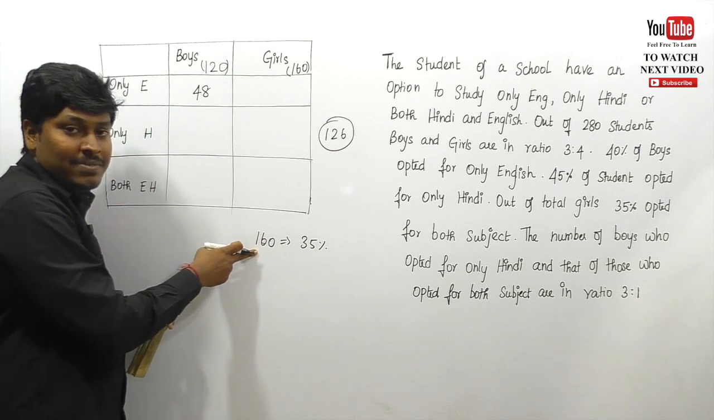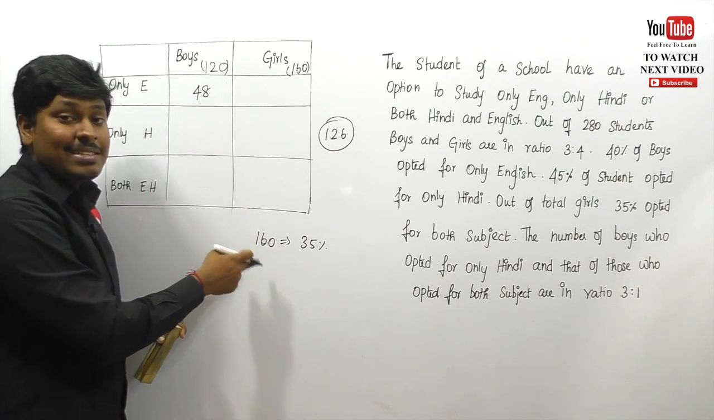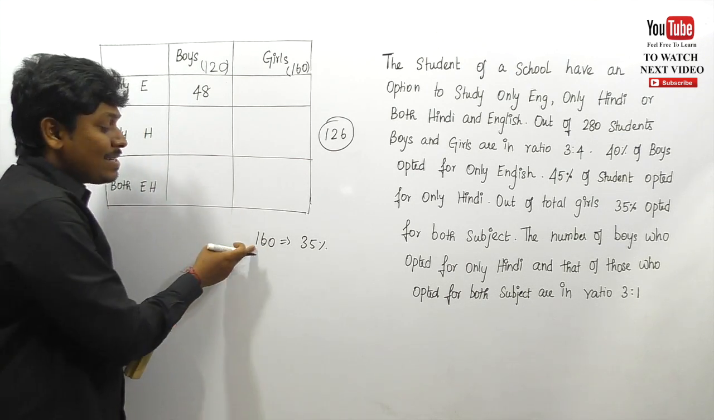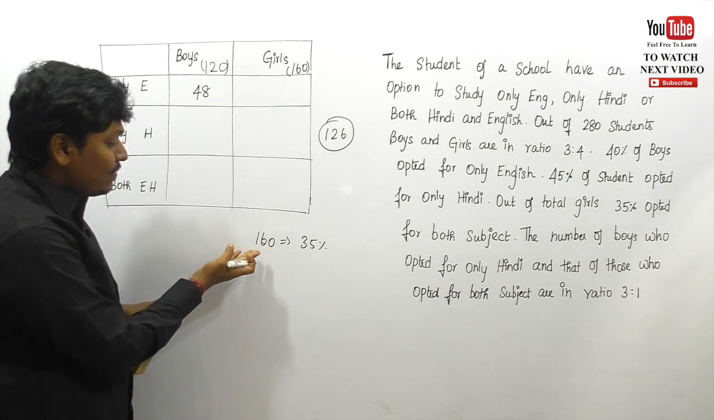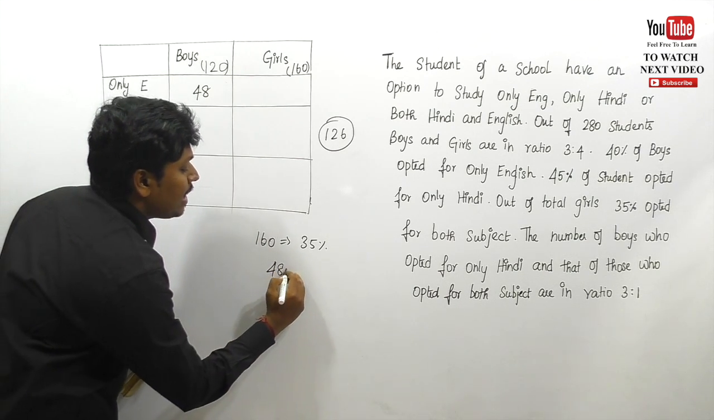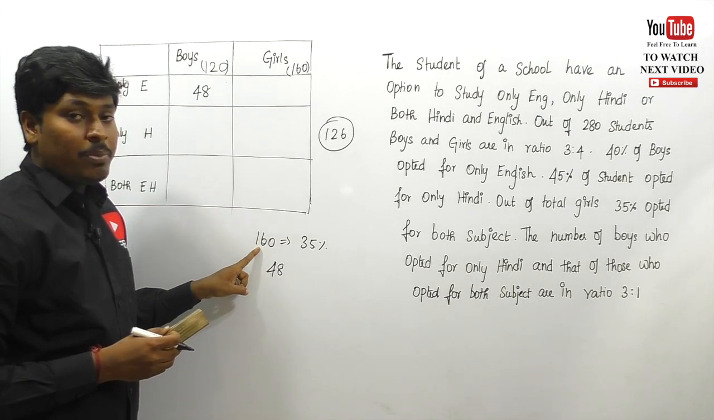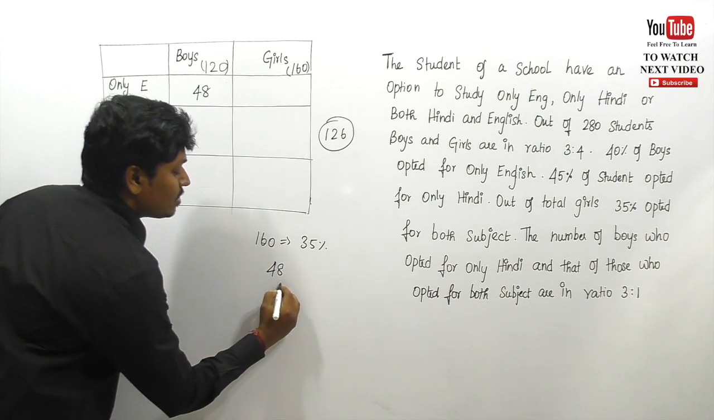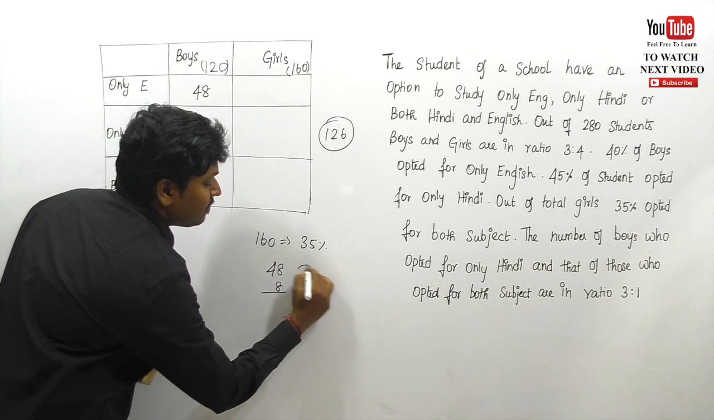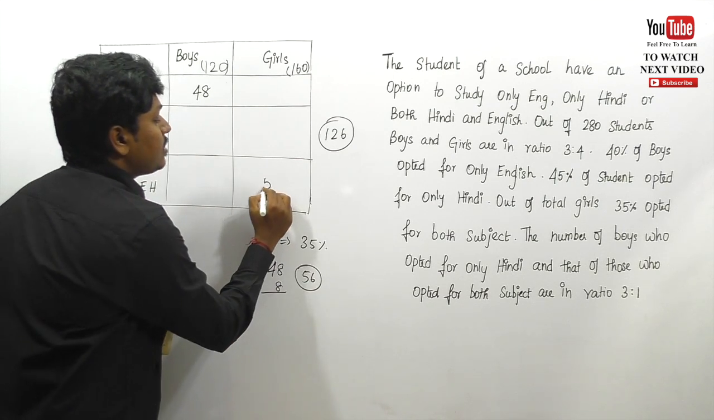What about 10%, friends? 10% will be 16. 16 into 3 will be 30%. So I can say that 16 into 3 will be 48. So 48 will be 30%. The remaining will be 5%. 1% will be 1.6, so 5% will be 8. So I can say that 48 plus 8 will be 56. So the total is 56.